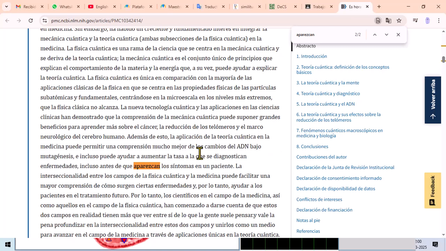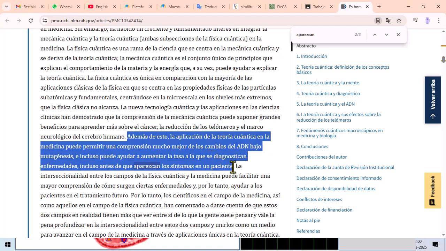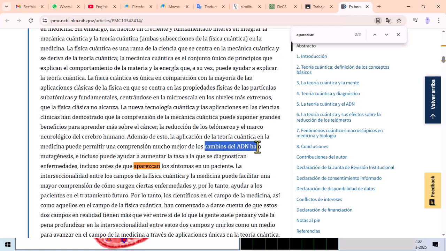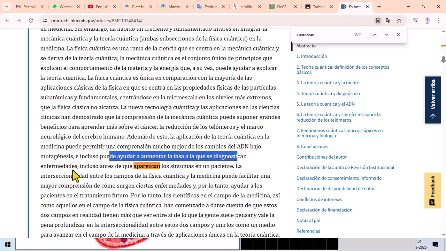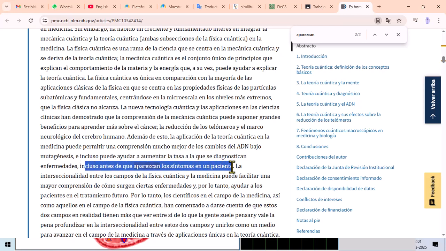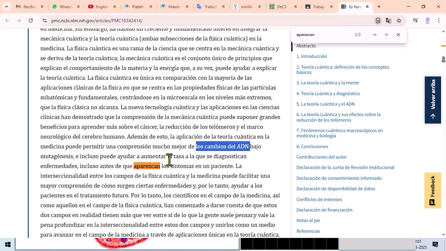And here the phrase appears again but with another very relevant component. Quantum theory in medicine may allow for a much better understanding of DNA changes. It's talking about understanding DNA changes, i.e. mutagenesis, and it may even help increase the rate at which diseases are diagnosed even before a patient's symptoms appear. In other words, this is tremendously relevant. We can do a DNA analysis and we can detect preventively before symptoms appear in the patient.